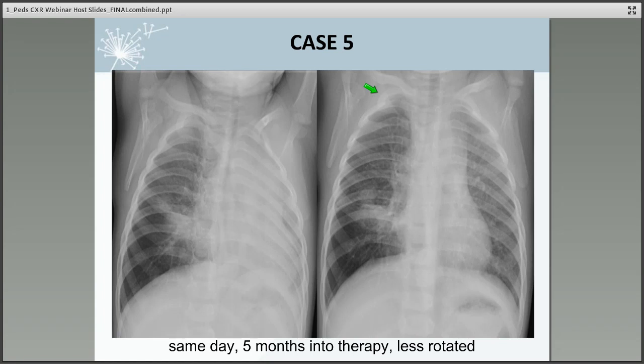So this kiddo had the whole package. She had exam findings typical for TB. She had the exposure history. She had a positive skin test and radiographs, and she was smear positive. Unfortunately, our cases are usually more subtle.